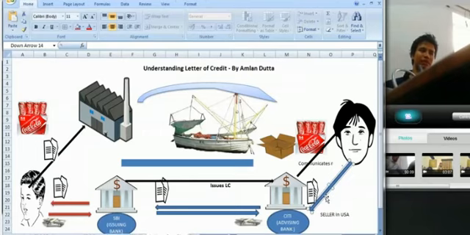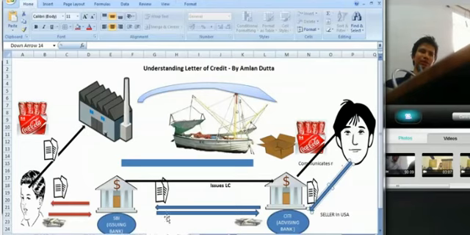So SBI, once the documents are perfect, everything is great, it checks the documents, gives the credit. So say this entire thing was for, say, $20,000, it passes on the $20,000 to Citi. Citi passes on the payment to the seller. So the seller is very happy because he has now been guaranteed by this payment mechanism.